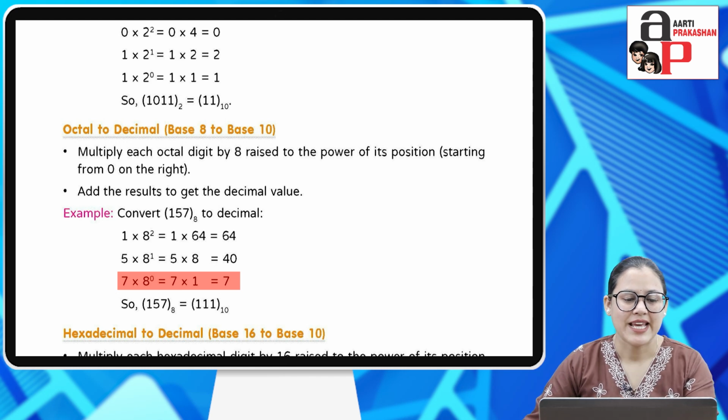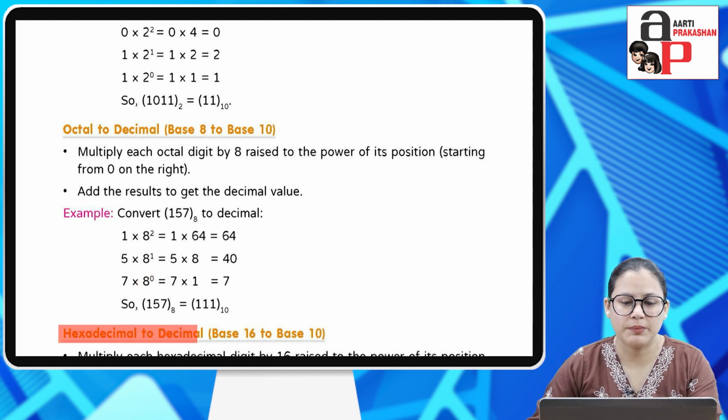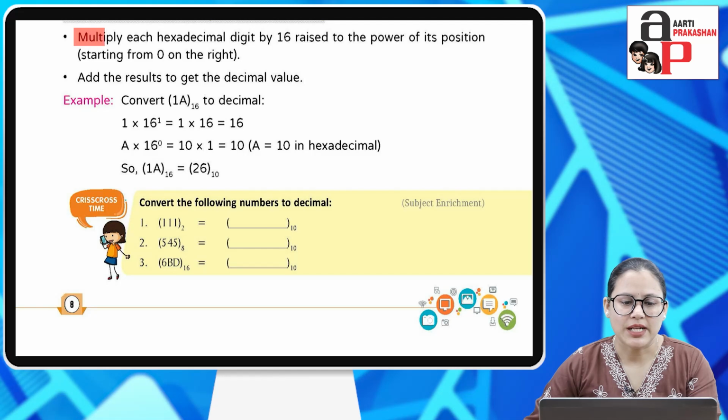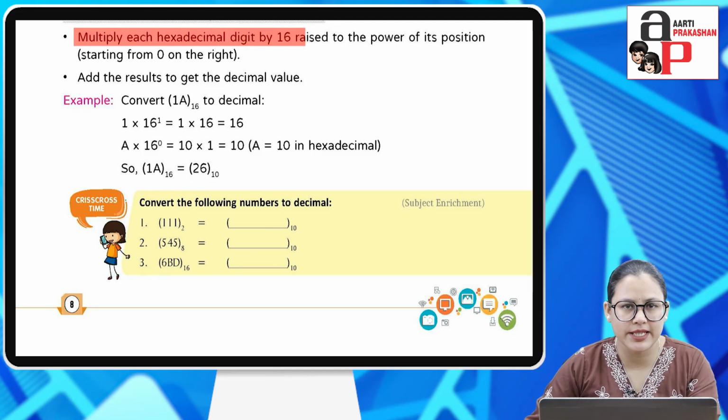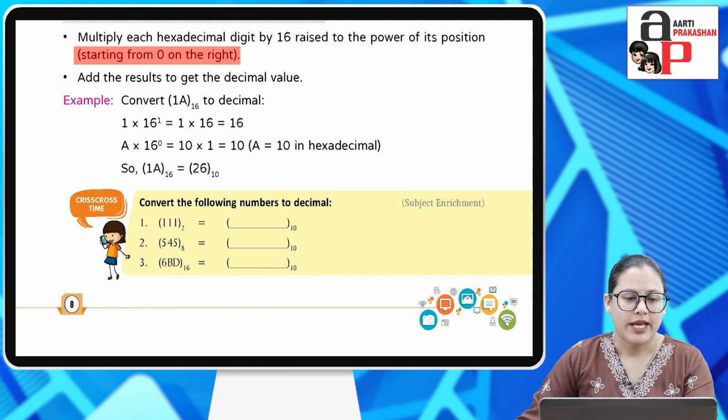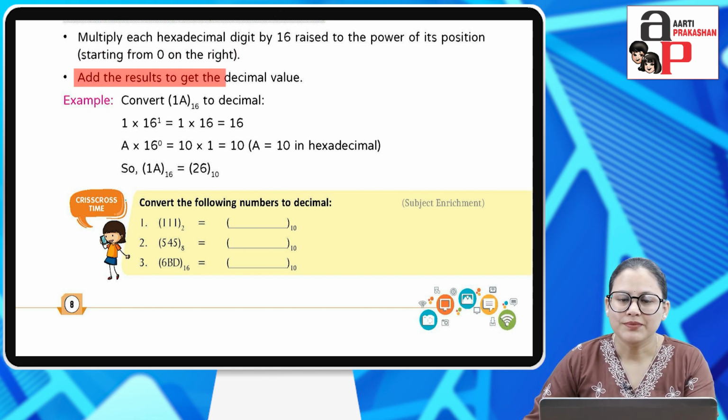Okay. Next, hexadecimal to decimal, base 16 to base 10. So, what is the base of the hexadecimal number system? 16. So, we have to convert 16 to 10. Multiply each hexadecimal digit by 16 raised to the power of its position, starting from 0 on the right. Again, the procedure is the same. Add the results to get the decimal value.